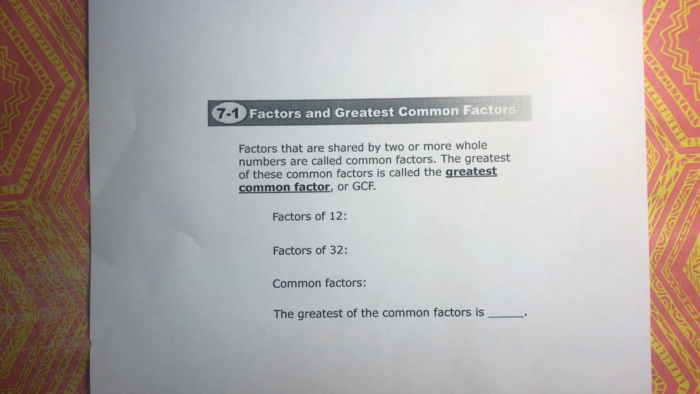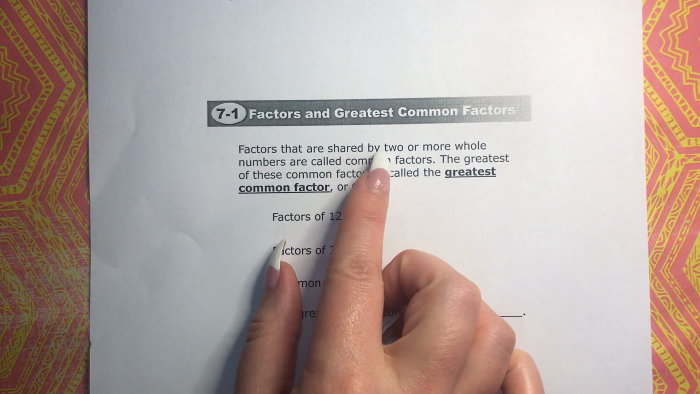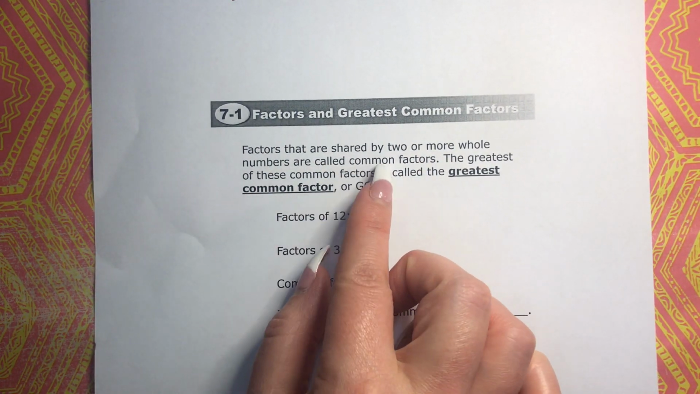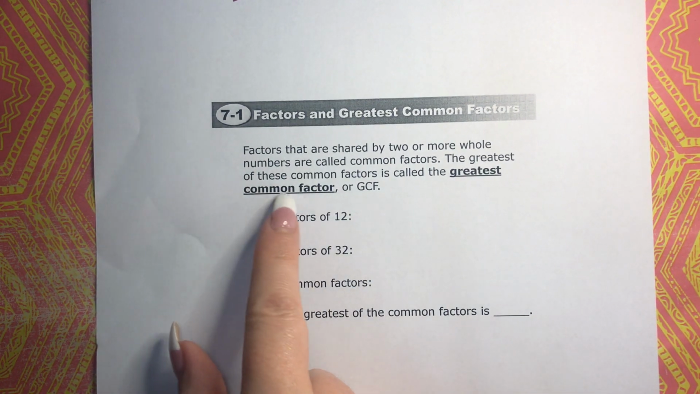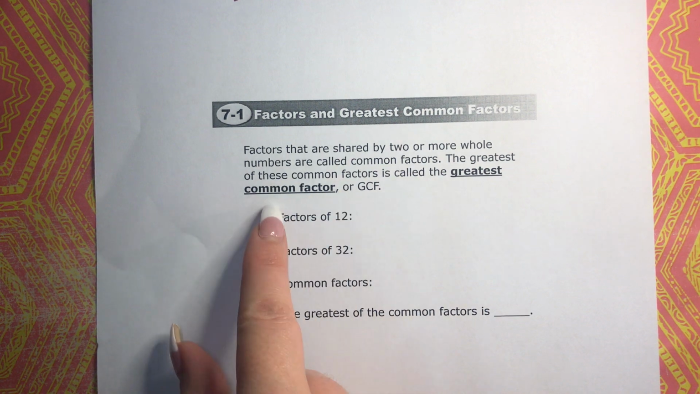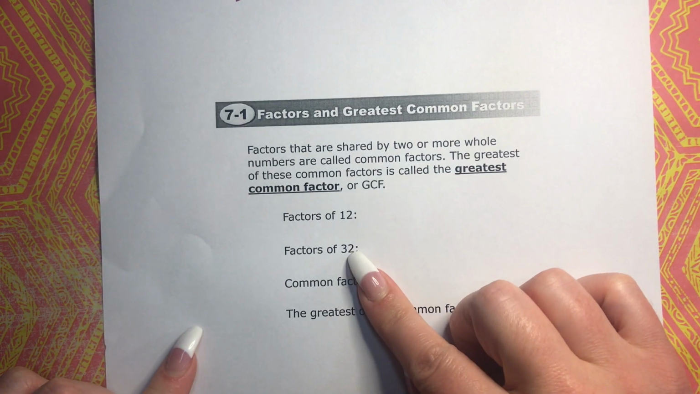All right, we're back for example 2. Before we get started, we have to talk about this. Factors that are shared by 2 or more whole numbers are called common factors. The greatest of these common factors is called the greatest common factor, or GCF, okay? So, let's talk about 12 and 32.